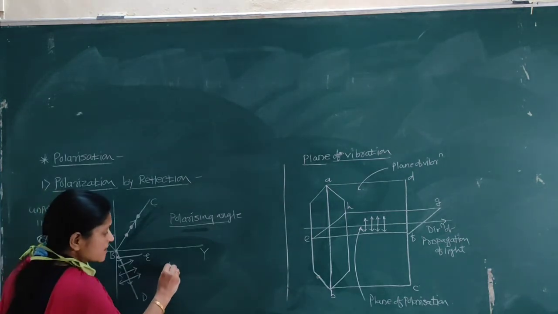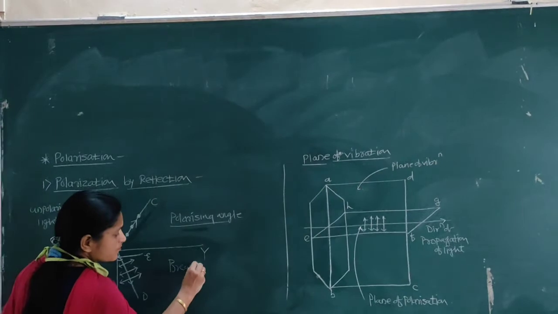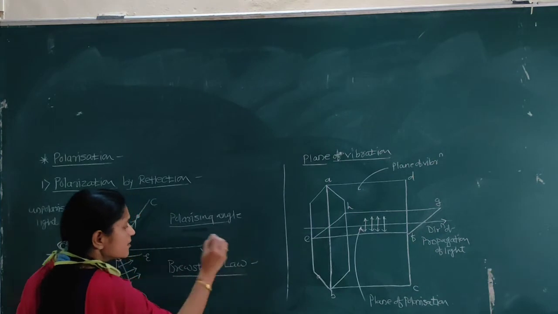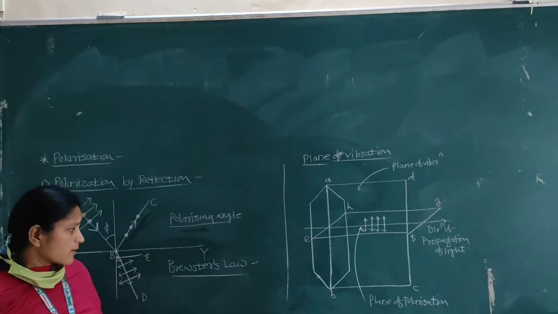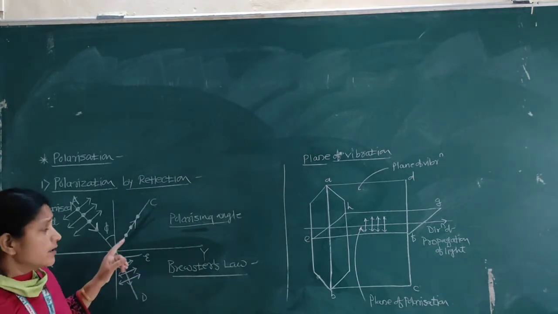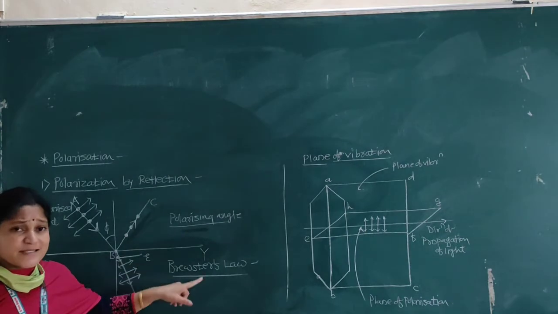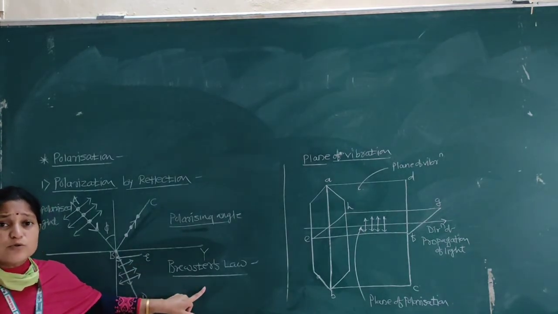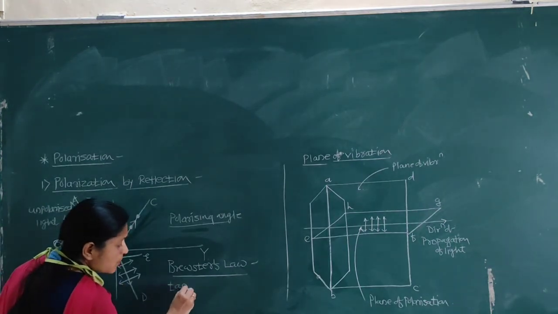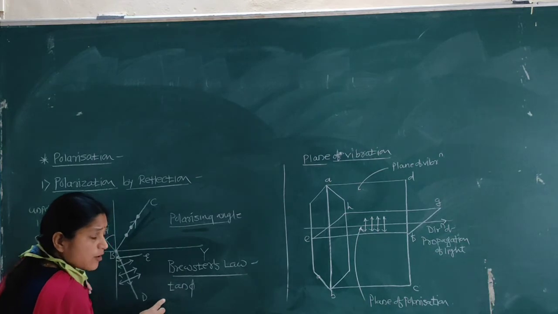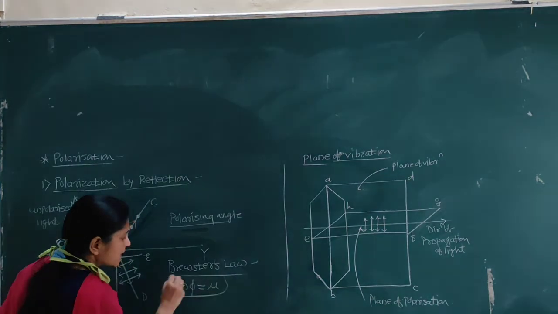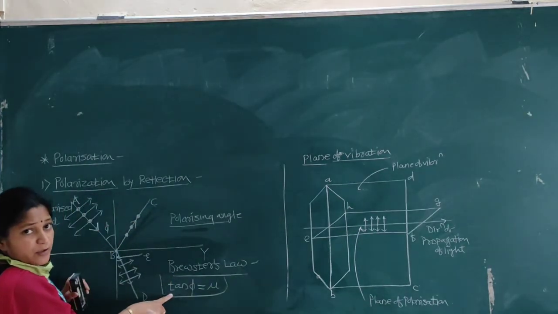Okay? Now after that we discuss Brewster's law. A very simple law. Brewster's law means what? According to Brewster, the tangent of the angle of incidence or polarizing angle must be equal to the refractive index of the medium. So, tangent of the polarizing angle equals the refractive index of the medium, and that is nothing but Brewster's law.